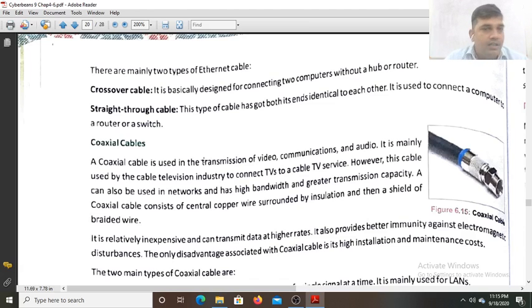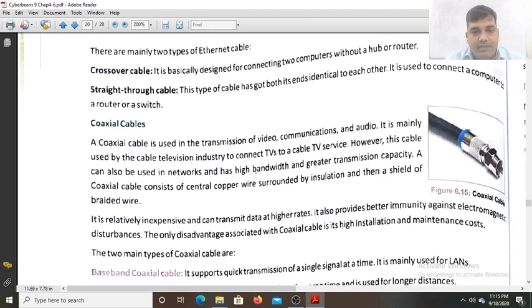After the Ethernet cable, now we see the coaxial cable. A coaxial cable is used in the transmission of video, communication and audio. If you want to transmit the video signal or communication signal and audio signal, we use the coaxial cable. It is mainly used by the cable television industry to connect the TVs to our cable TV services. However, this cable can also be used in networks and has a high bandwidth and greater transmission capacity.